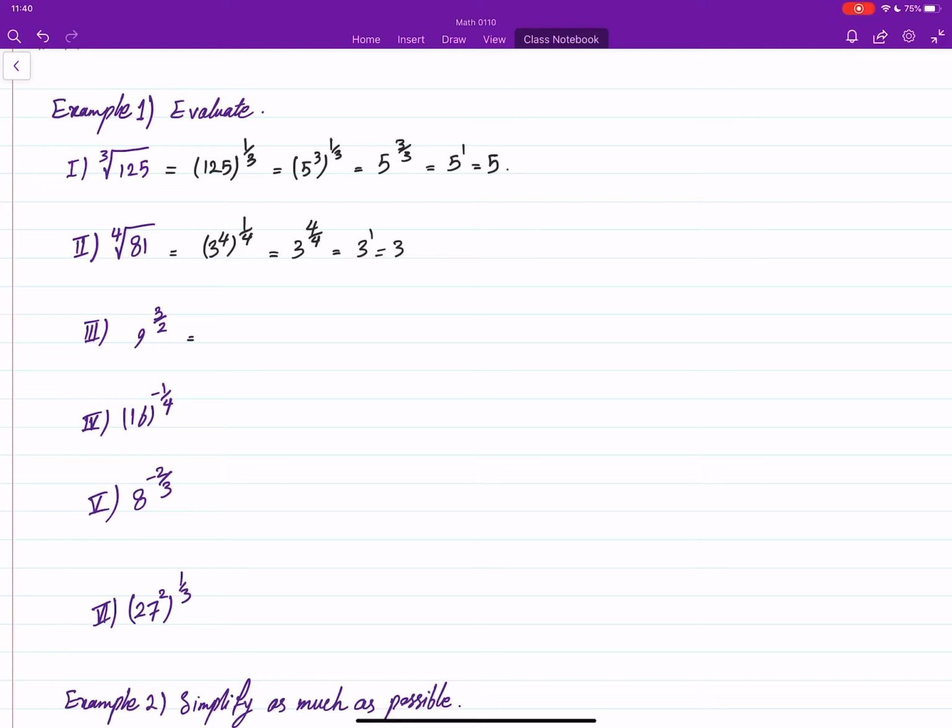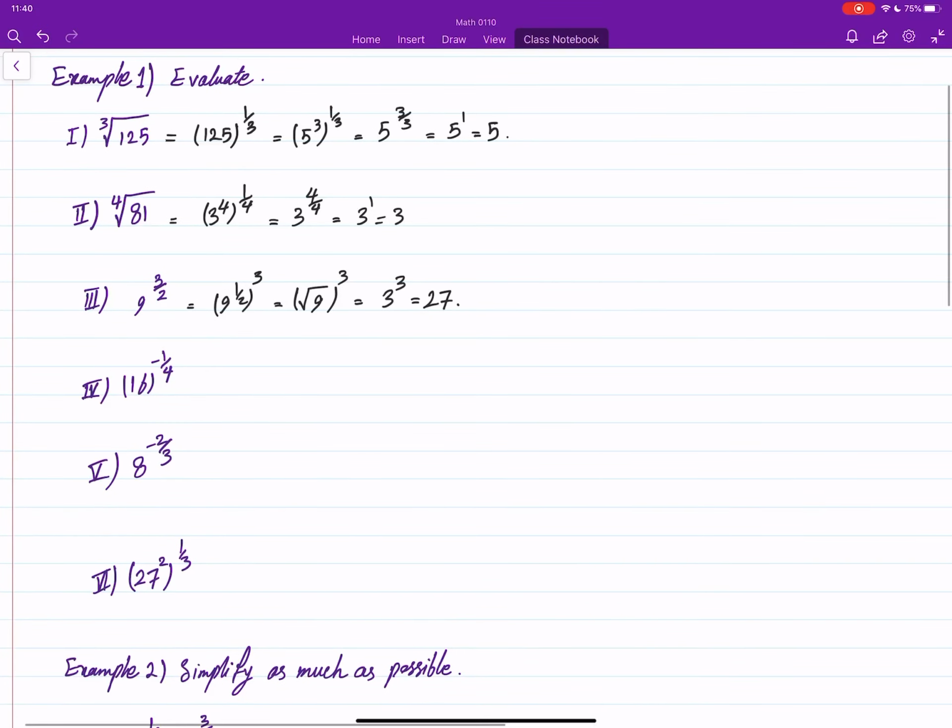How about this one? Okay, so I will go a little bit different way here. We can write it as this, and we know that this is root 9 to the power 3. Root 9 is 3, so this is 3 to the power 3. This will give us 27. I'm just trying to use different laws in different directions.